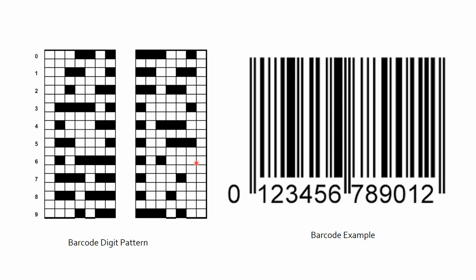Okay, so basically there is a pattern. On the right side, a barcode will always start with a black line and end with a white line, but on the left side, a barcode will always start with a white line and end with a black line.